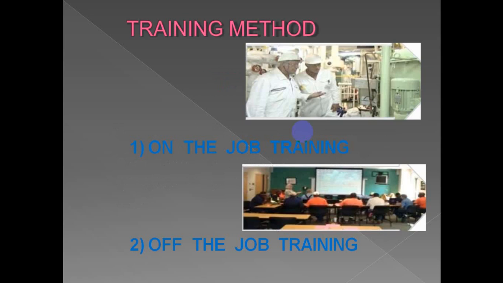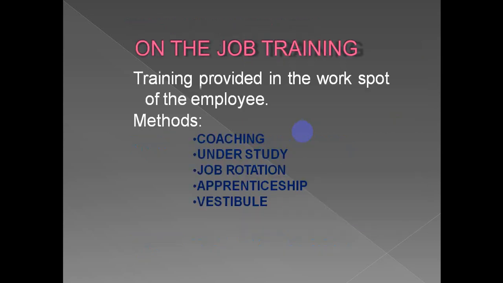Now next, methods of training. There are two methods of training. The first one is on the job training and the second one is off the job training. In on the job training, the training is provided within the organization. And in off the job training, the training is provided from outside the organization.